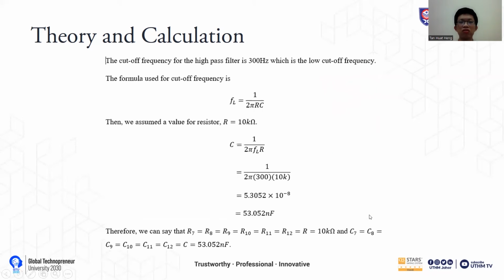So the cutoff frequency for the high pass filter is 300 Hz, and it is the low cutoff frequency. So we use the formula FL equal to 1 over 2 pi RC. We assume our resistor value R equal to 10 kilo ohms, so we can calculate the capacitance equal to 53.052 nanofarad. Therefore, we can set R7 until R12 equal to R equal to 10 kilo ohms, and also capacitor 7 until capacitor 12 is equal to 53.052 nanofarad.